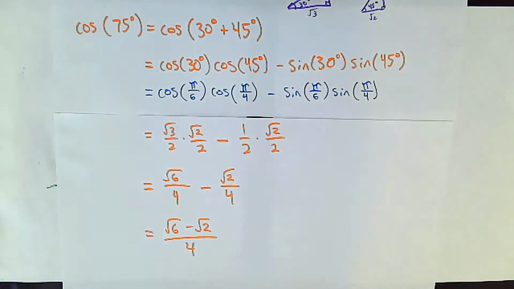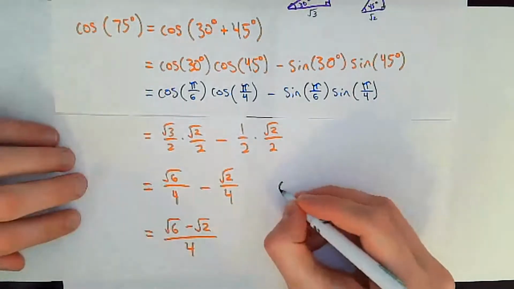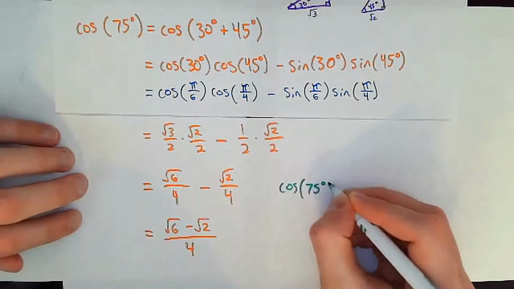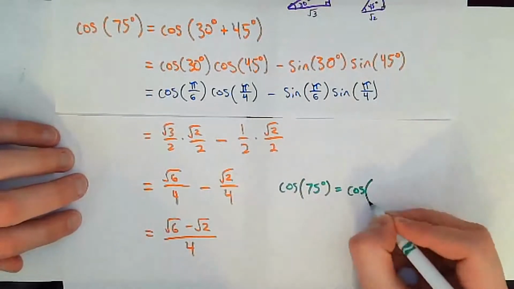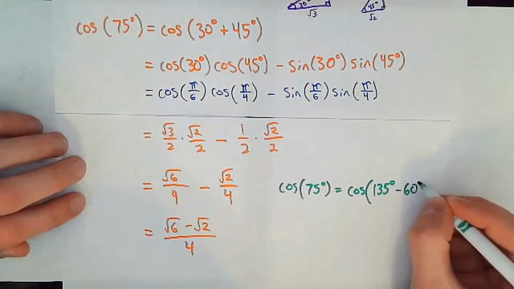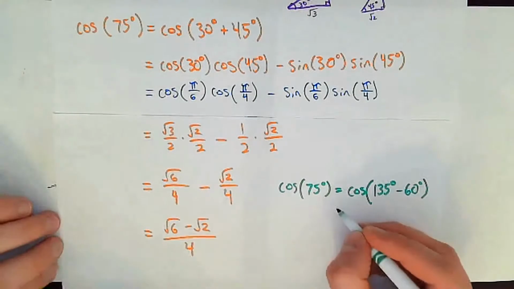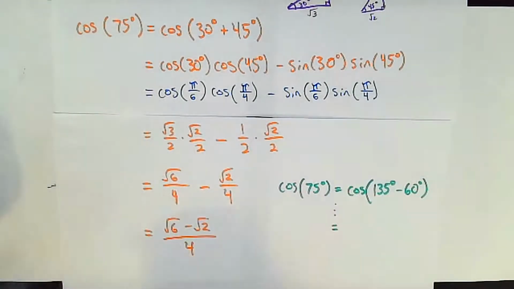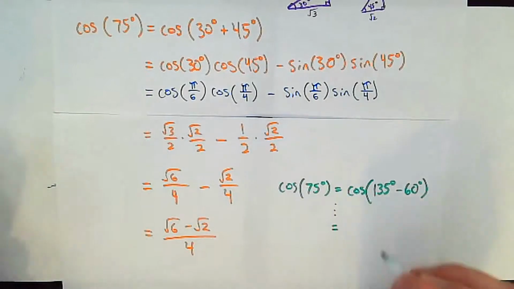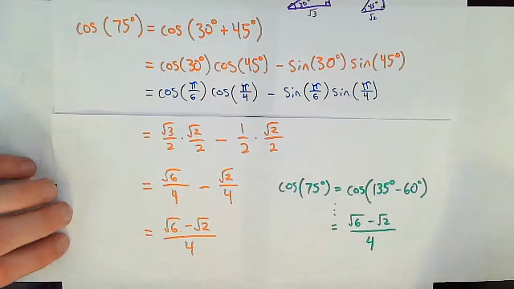So could I have written this as a difference of two angles? Yes, I could have used, here's a good thing for you to try. Note that cosine of 75 degrees is the same as cosine of 135, which is from my list, minus 60. So you should try that and see what you get. If you do it correctly, you'll end up getting the exact same answer.